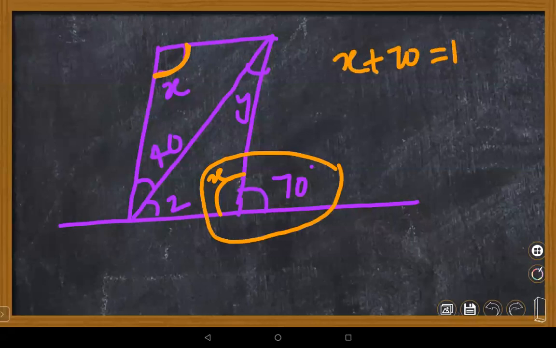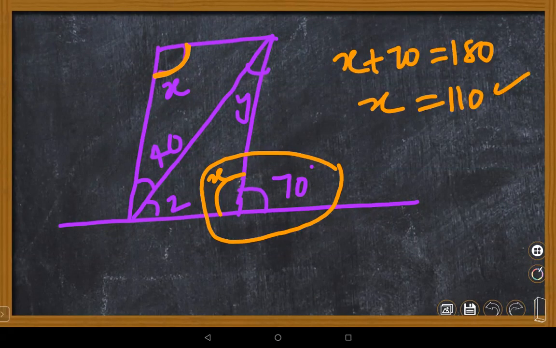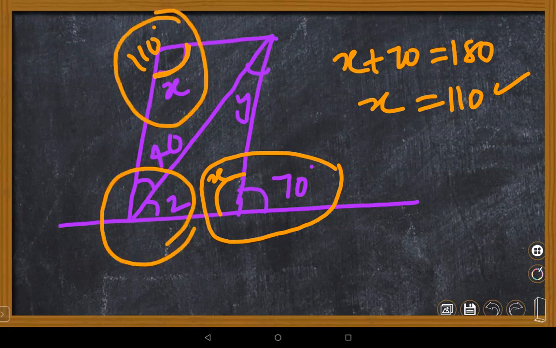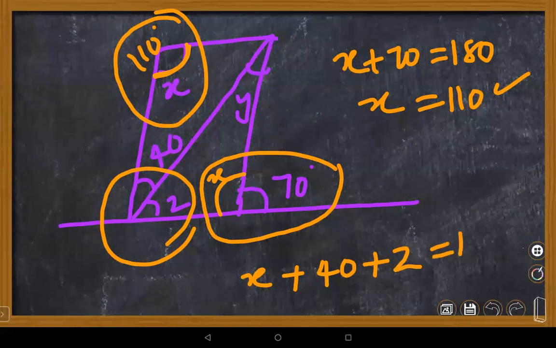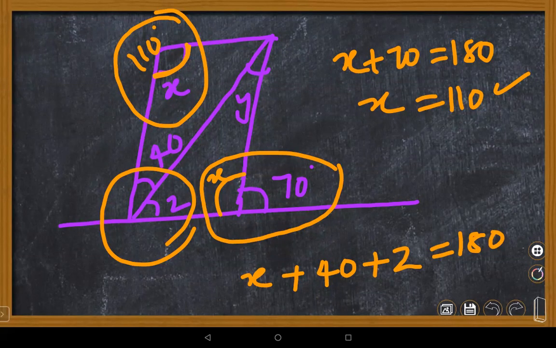X is equal to 110, ma'am. The other one is also 110. X value you got as 110. Now here also we can get a 110 angle, right? Then 110 and this complete angle, are they adjacent angles? Yes, ma'am. So can we add those, children, like X plus 40 plus Z equal to 180? Yes. So 110 plus 40 plus Z is equal to 180.